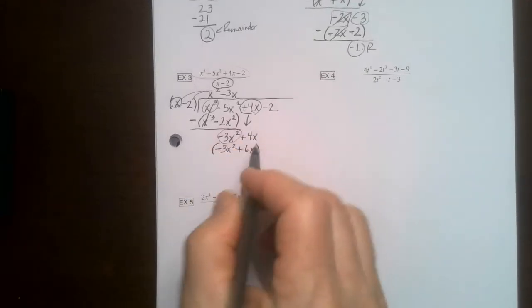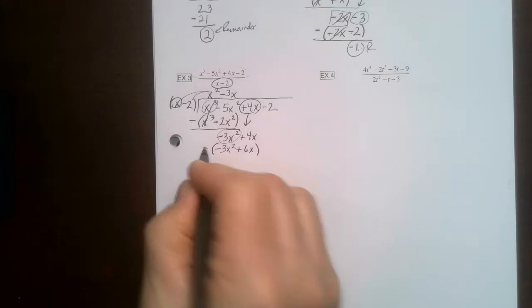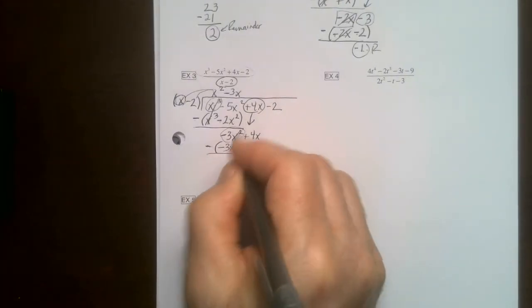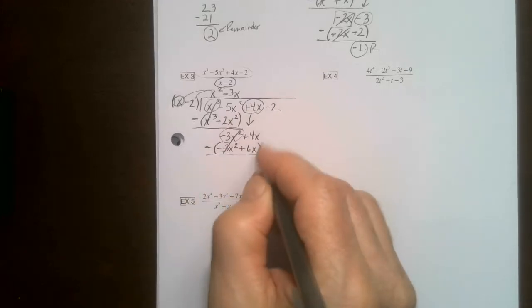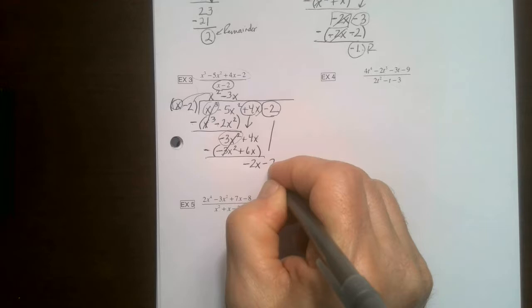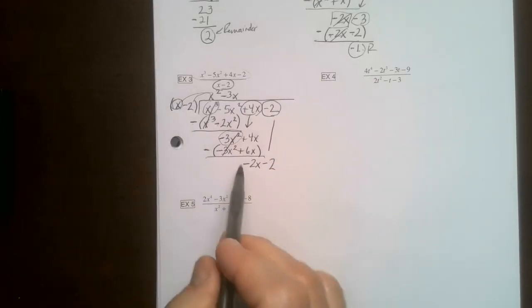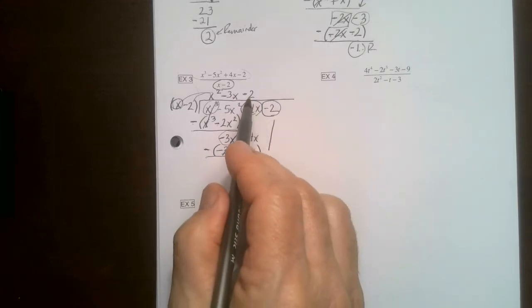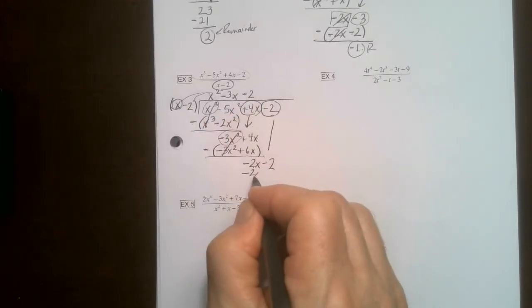You got to get in the habit of putting parentheses around this line and subtracting it. What's negative 3x squared plus 3x squared? Gone. What's 4x minus 6x? Negative 2x. Now we bring down our last item. What times x gives us negative 2x? That'd be minus 2. So this times this is negative 2x.